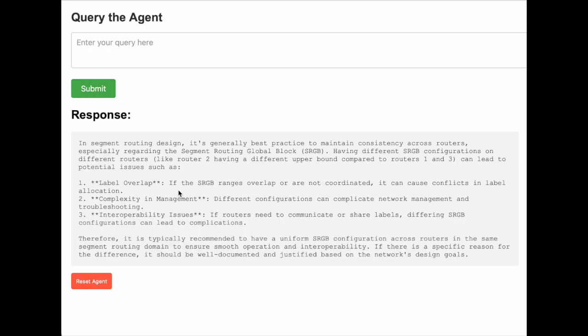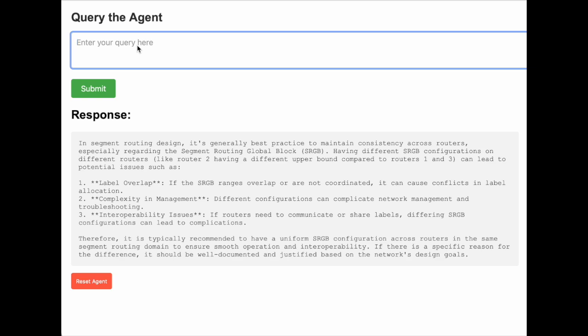In segment routing design, it's generally best practice to maintain consistent SRGB across routers. Especially regarding SRGB, having different SRGB configuration on different routers, like router 2 having a different upper bound compared to router 3, can lead to potential issues such as label overlap, complexity in management, and interoperability issues. Therefore, it is typically recommended to have a uniform SRGB across routers. Wow, that's a good answer. But of course, this needs to go much deeper, right?